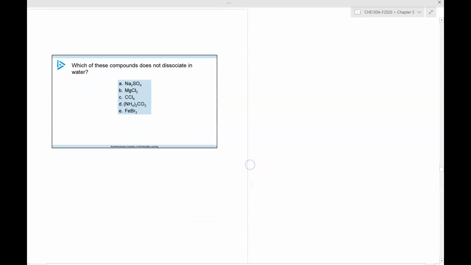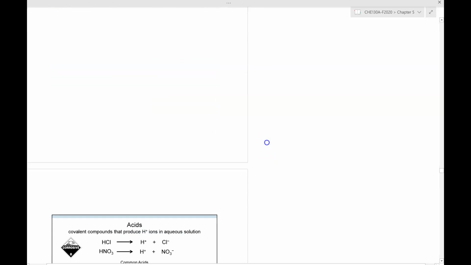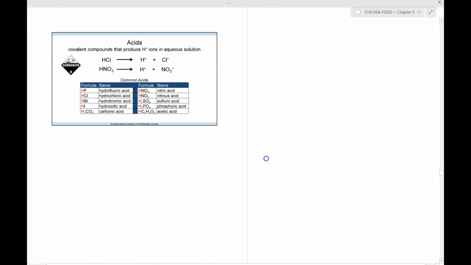So now we're looking for a compound that does not dissociate, and one thing for sure that's not going to dissociate is a nonmetal covalent compound. So if I look through these, I see that CCl4 is our nonmetal compound that isn't going to dissociate in water. That's carbon tetrachloride, that's called.